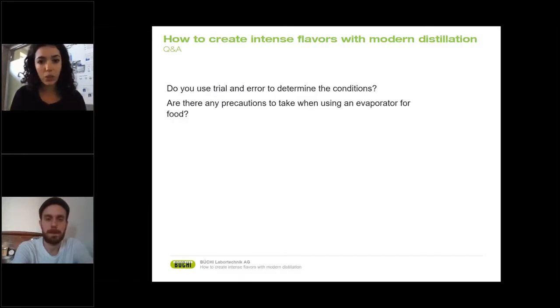So Simone, the first question that we had for you is, do you use trial and error to determine the conditions? And the second one would be, are there any precautions to take when using an evaporator for food?